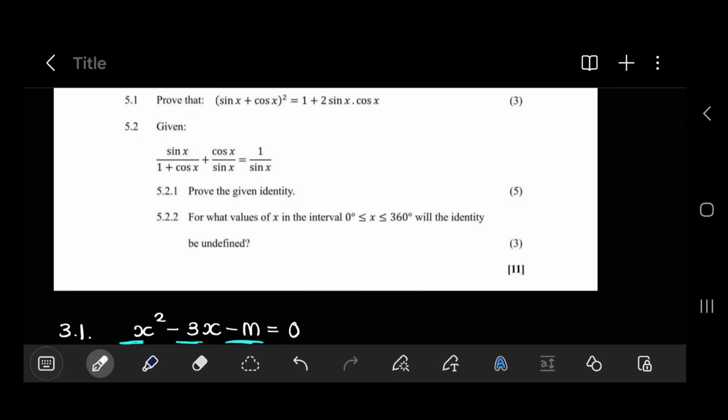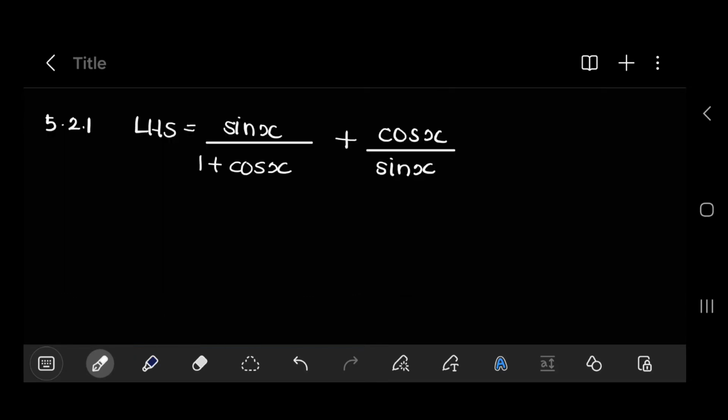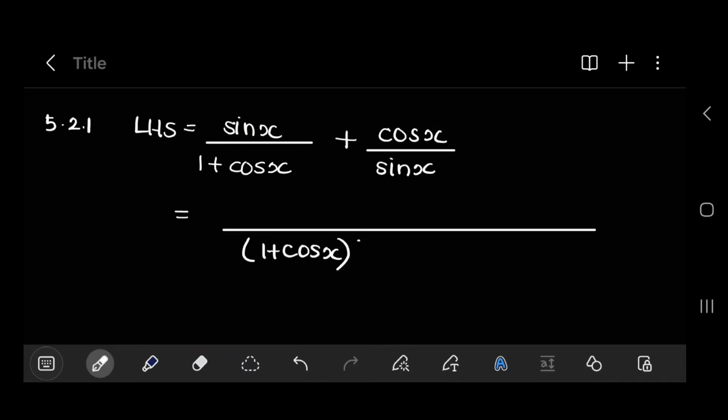Now for 5.2, we've got a similar question. Here again, we need to prove the left-hand side is equal to the right-hand side. So here's what we're given. We're going to start off by working with the left-hand side. Because we are adding two fractions with different denominators, we can focus on getting one denominator. So to do this, we multiply both denominators together. And then we cross multiply.